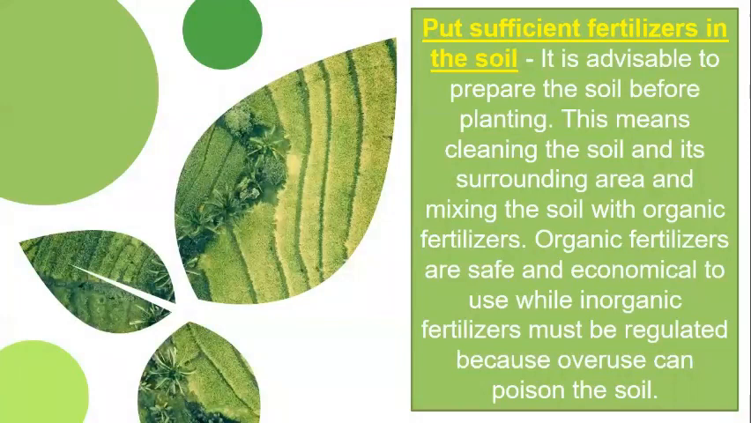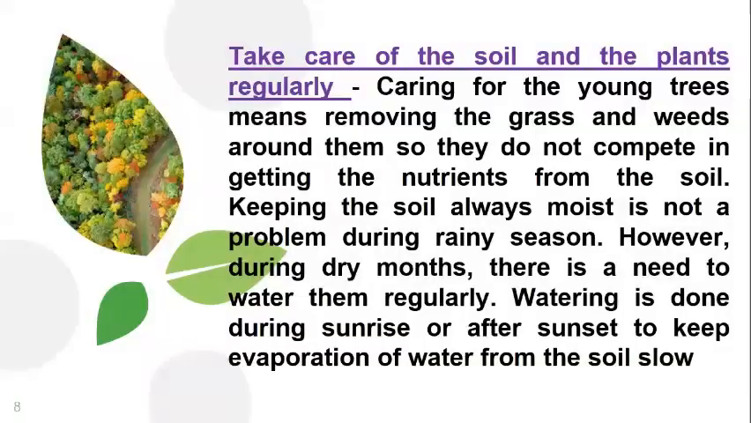Third element is put sufficient fertilizers in the soil. It is advisable to prepare the soil before planting. This means cleaning the soil and its surrounding area, and mixing the soil with organic fertilizers. Organic fertilizers are safe and economical to use, while inorganic fertilizers must be regulated because overuse can poison the soil.